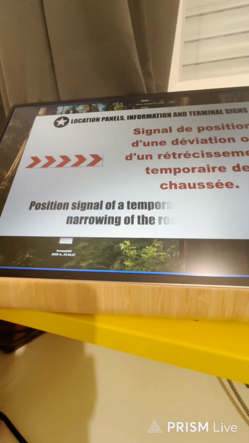This one is called signal de position d'une diversion ou un rétrécissement temporaire de chaussée. What is it talking about? It's just talking about either a temporary diversion or a narrow road, just temporary. See what they use to represent this one. They do not use what? They do not use yellow, and it is also temporary.